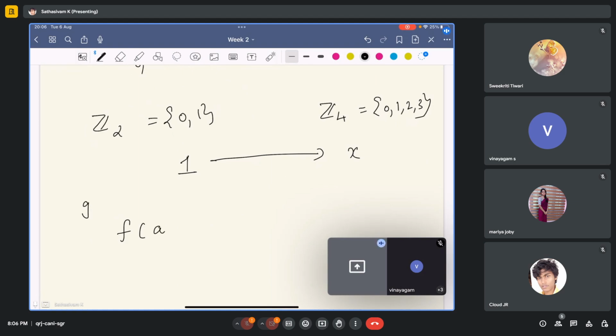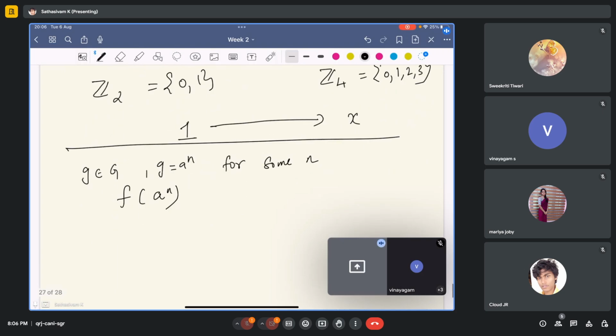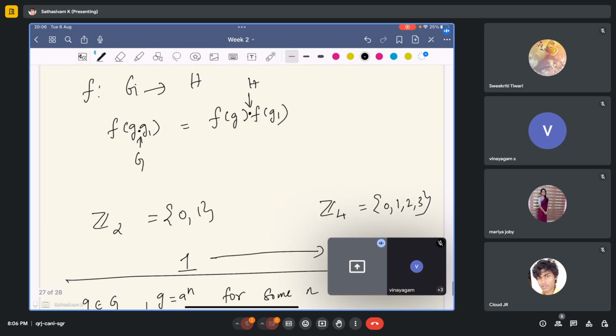Any element, let's say g belongs to G, this g has to be written as a to the power n for some n, right? So that is the property of a cyclic group. Okay, so if I look at f of a^n, then I can write it using the homomorphism property again and again and again.